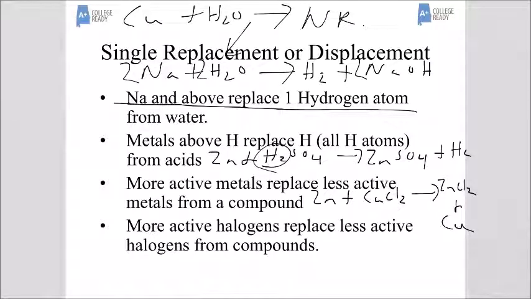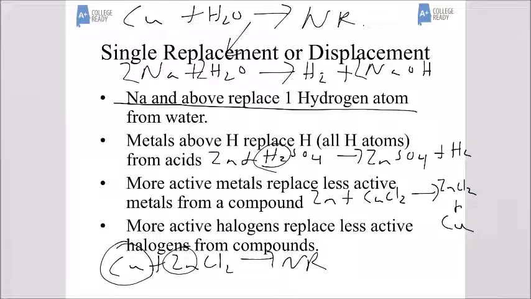Now on the other hand, if we took copper plus zinc chloride, this would be a no reaction because copper is not more active than zinc and therefore it cannot replace it.